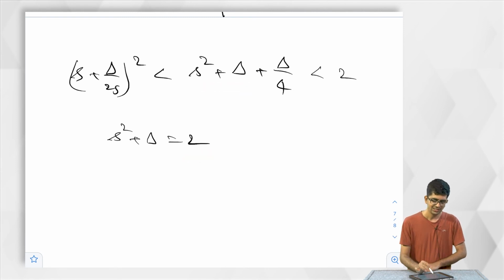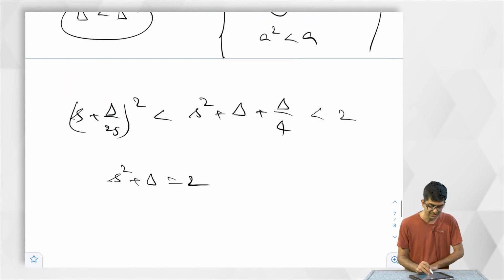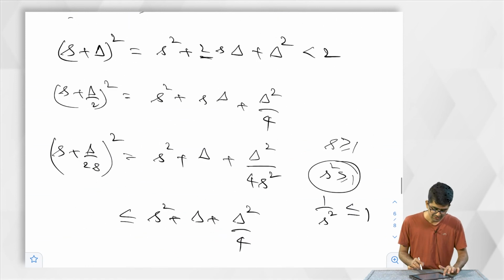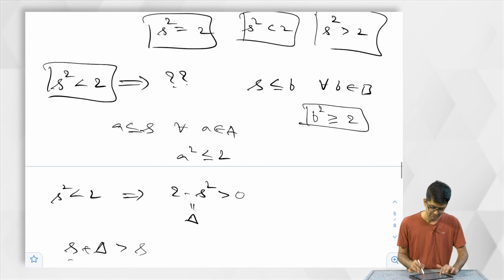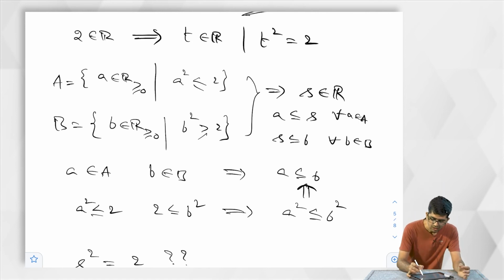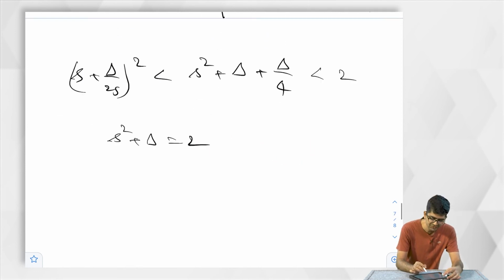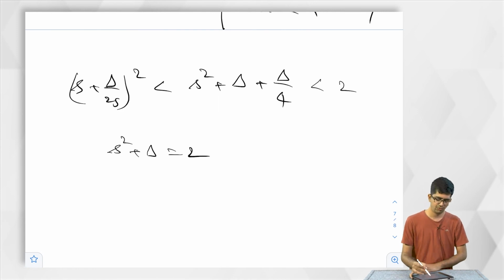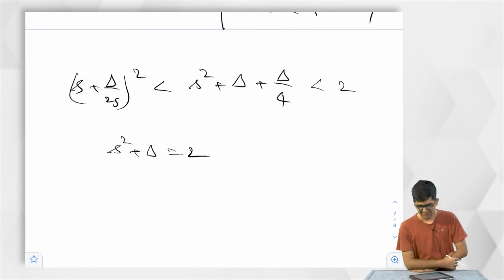So what does this say? There is an element s prime that is greater than s whose square is less than 2, that contradicts the property of s. The property of s is what? For any element, if an element is greater than s, that square should be greater than or equal to 2. So this is where we get a contradiction. Now we want to get rid of this delta by 4. How do I do that?